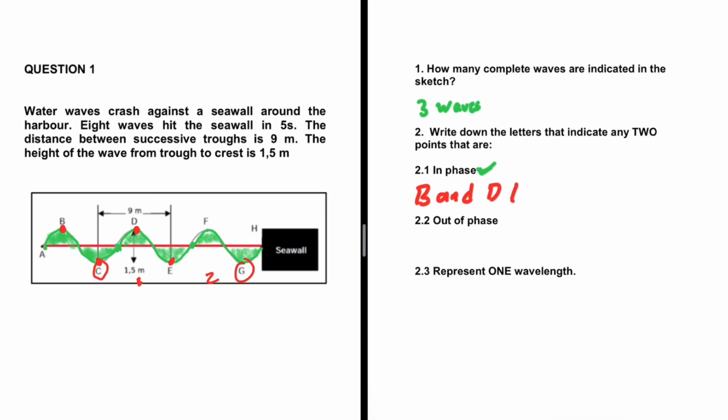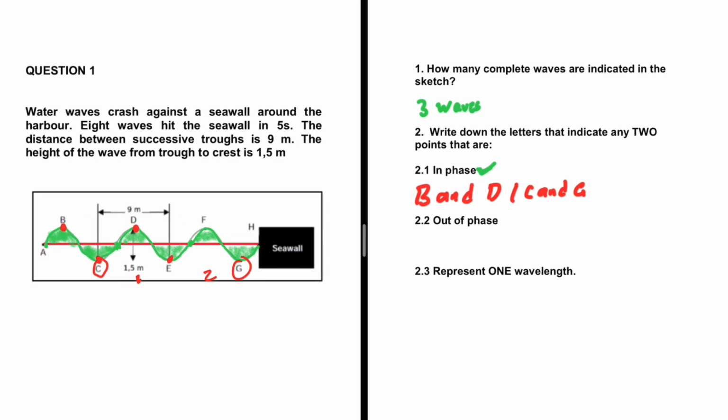So B and D is an answer, C and G is an answer, D and F is an answer, also B and F, because from B to F we have 2 complete waves. So that's a whole number of wavelengths. So there we go. Those are points that are in phase. And then there's no in between. If 2 points are not in phase, they are out of phase. So points C and F are not in phase.